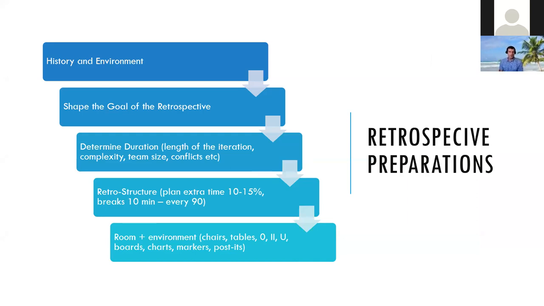Five steps mentioned over here. But first, before we do anything, preparation. And like with everything, it's good to prepare yourself for that, right? So below, I'll mention now the things that should be prepared before the ceremony is done. So the basics are, of course, goal, duration, attendees, room, and setup.